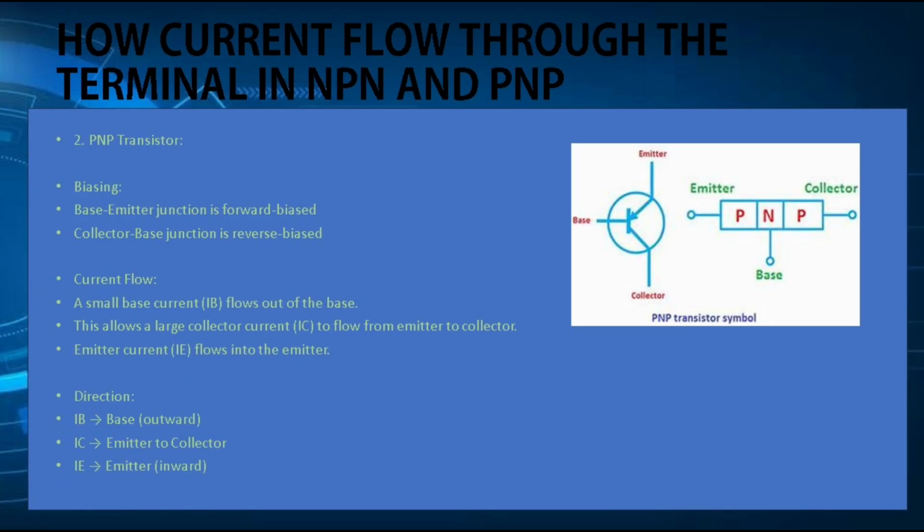outward. For the PNP transistor, the base-emitter junction is forward biased and the collector-base junction is reverse biased. For current flow of the PNP transistor, a small base current IB flows out of the base. This allows a large collector current IC to flow from emitter to collector. The emitter current IE flows into the emitter. The direction of the current is: IB, base, is outward, IC is from emitter to collector, and IE is emitter, which is inward.